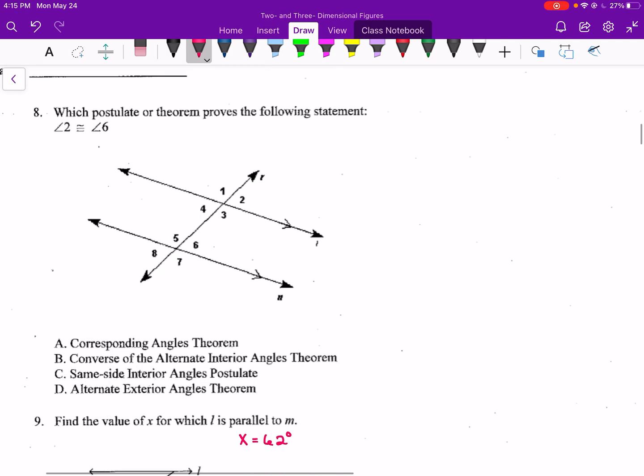Number 8, we're trying to prove that 2 and 6 are congruent. They are corresponding angles. So that would be the corresponding angles theorem. None of those other possibilities use the names corresponding angles.